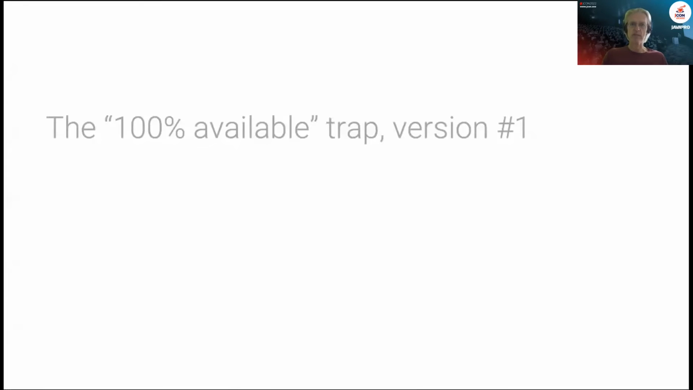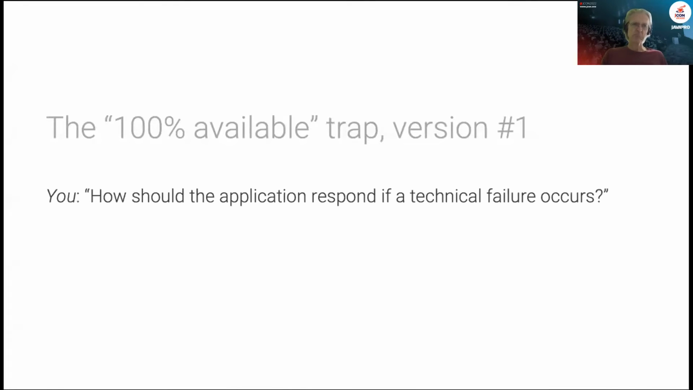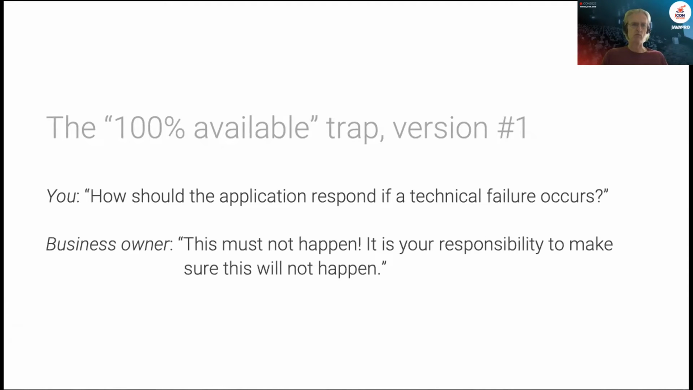For instance, version 1. You see that, of course, you understood that something can go wrong due to a remote call, and you go to your product owner or your business owner and say, well, how should that application respond if this kind of technical failure occurs? And your business owner may respond that, wow, no, that must not happen. It's your responsibility to make sure that this will not happen. So the business owner just fell for the 100% available trap, assuming that it can be made sure that everything is available 100% of the time, which is not possible.